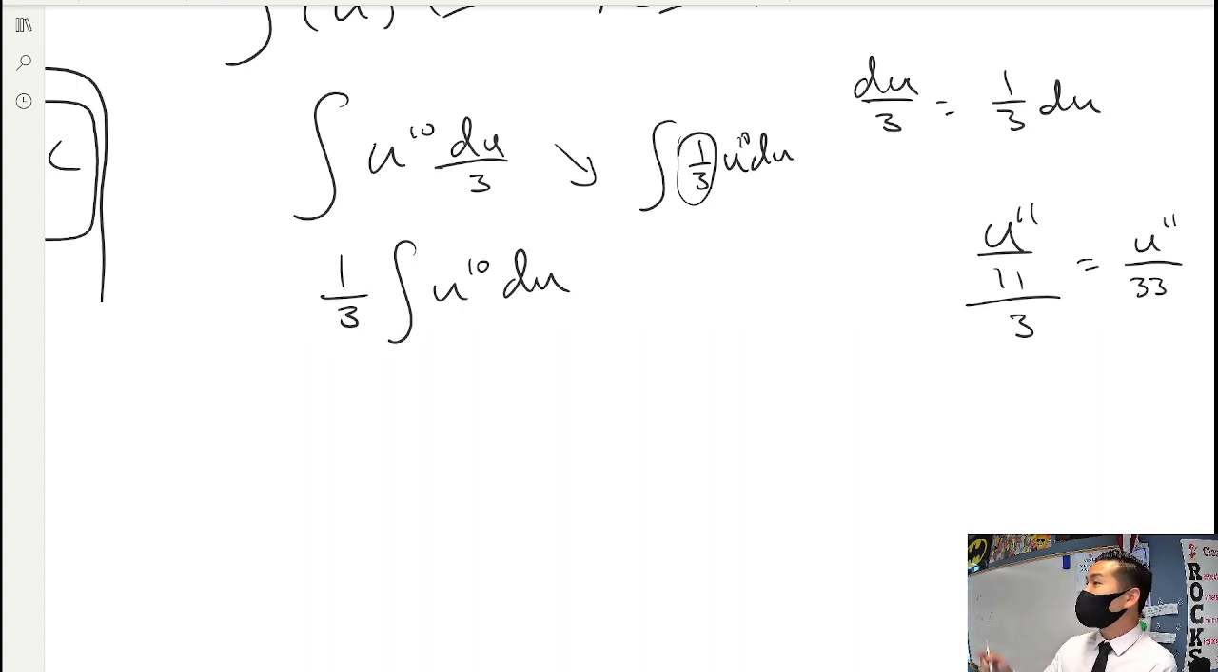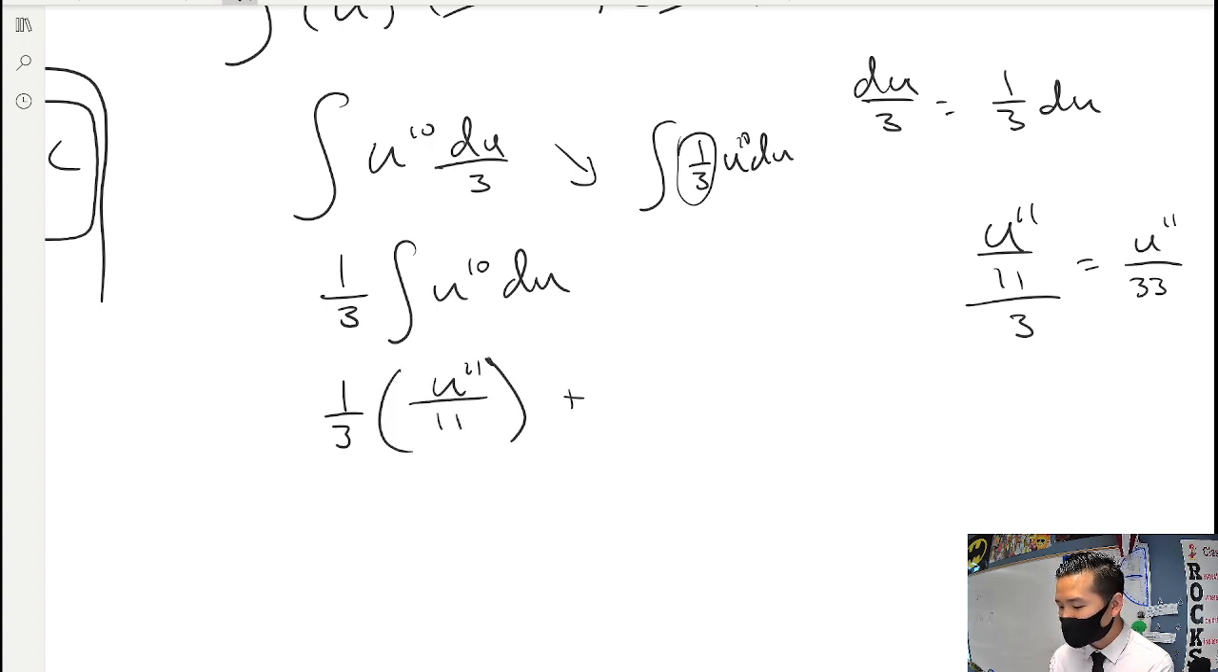So, what's the antiderivative of u to the 10th? U to the 11th over 11. Good. Plus c. Simplifying this, how do you multiply fractions? Straight across, we end up with u to the 11th over 33 plus c.